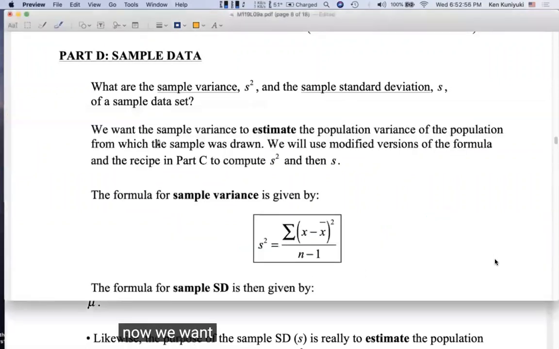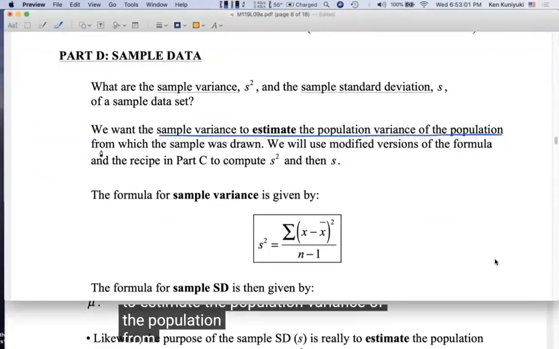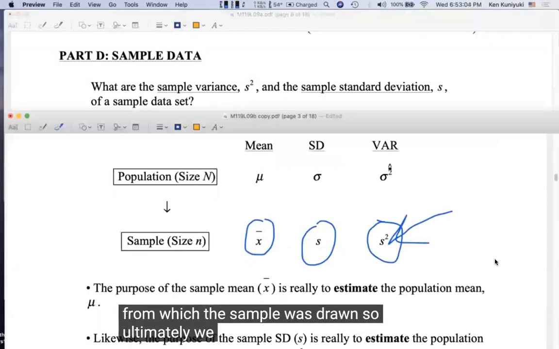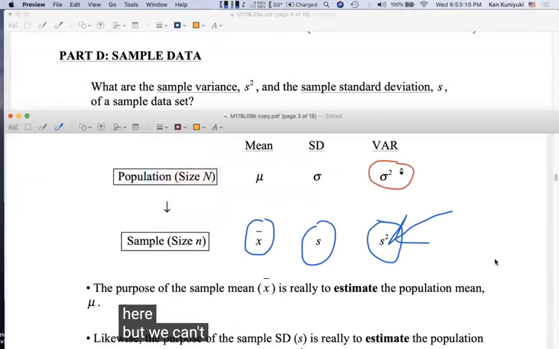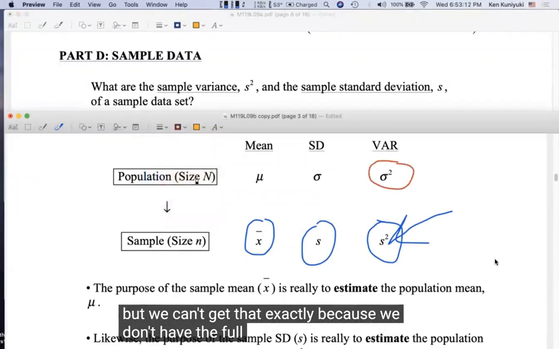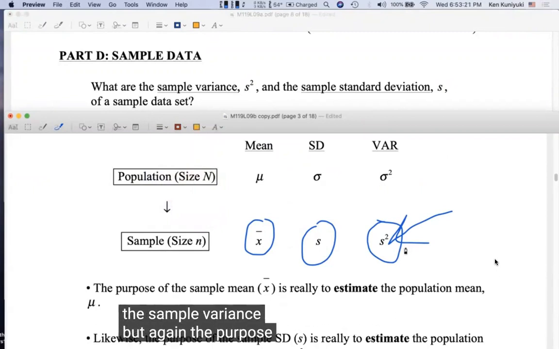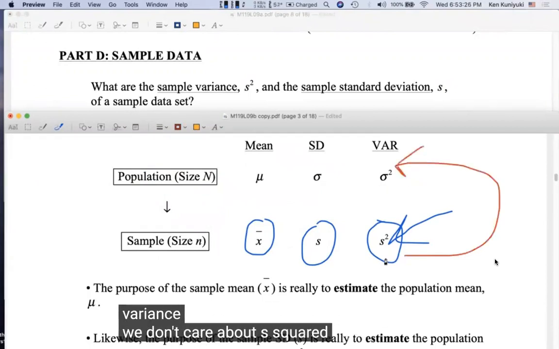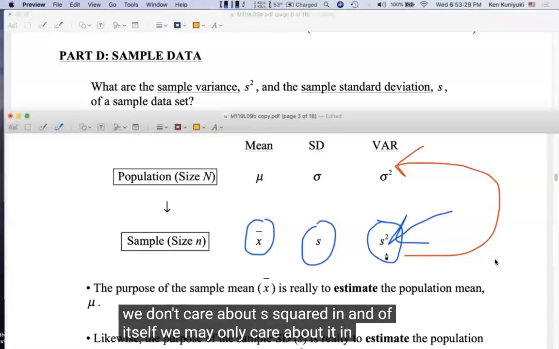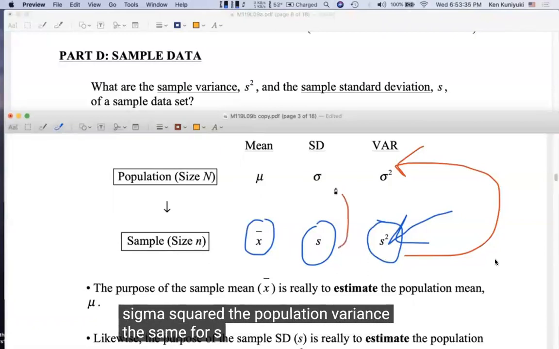Now, we want the sample variance to estimate the population variance of the population from which the sample was drawn. So ultimately, we might care about the population variance up here. But we can't get that exactly because we don't have the full census. We don't have the full population data set. So instead, we may have to draw a sample and rely on the sample variance. But again, the purpose of the sample variance is to estimate the population variance. We don't care about S squared in and of itself. We may only care about it in the sense that it helps us estimate sigma squared, the population variance. The same for S and sigma.